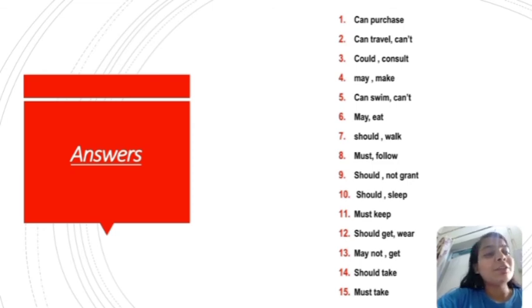So that's all in today's class. We have learned the use of can, must, should, could. Revise all these uses of modal verbs once again and do the exercise sincerely.